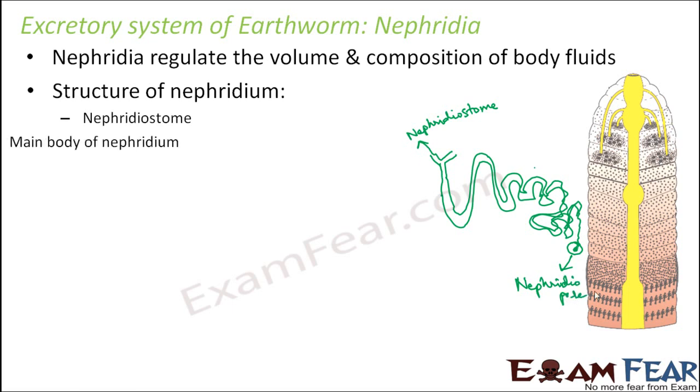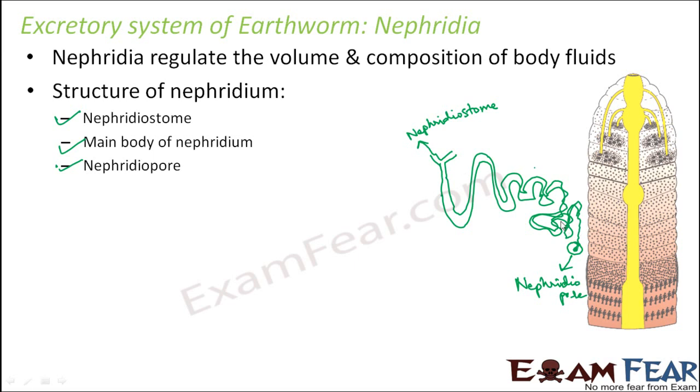So basically nephridium has three parts: nephridiostome, main body of nephridium, and nephridiopore. Nephridiostome is the funnel shaped structure where the coelomic fluid with all the waste and everything enters. Main body of the nephridium is nothing but this tube like structure which is extremely coiled, where reabsorption of some solutes takes place. Then the last part is the nephridiopore. This is a small pore to the surface in the body wall through which the waste products are actually thrown out. So this is how the structure of a nephridium is.